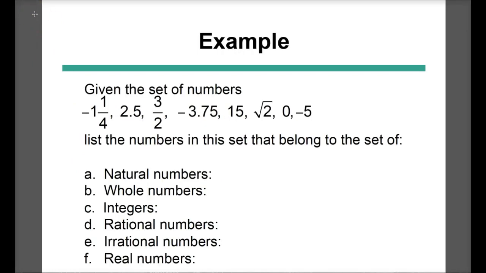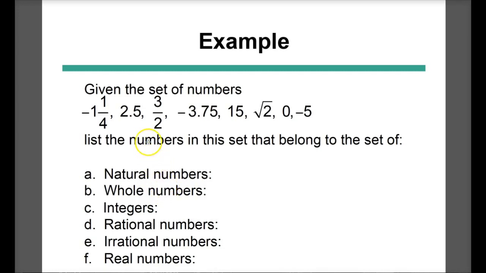So now looking at this list of numbers here, we're going to figure out which ones are natural numbers, whole numbers, integers, rational numbers, irrational, and real. So let's take each number and figure out everywhere where it belongs. So we know that natural numbers are numbers like 1, 2, 3, 4, 5, 6. And whole numbers are numbers like 0, 1, 2, 3, 4, 5, 6.